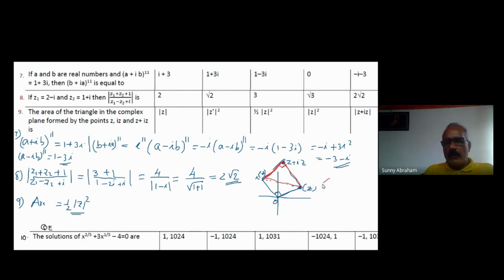So the area is half b h. Half into this length, which will become modulus of z into modulus of ιz, that is modulus of ιz. So that will become half into modulus z, the whole square. Those are the 9 questions solved. Okay? You can once again go through all the questions and solve this within 5 minutes.